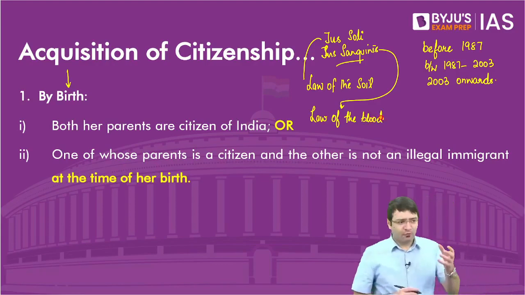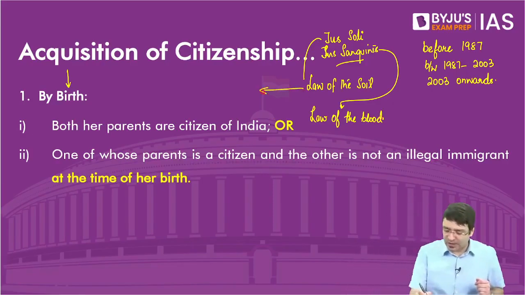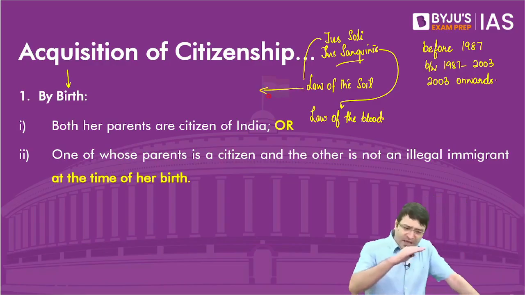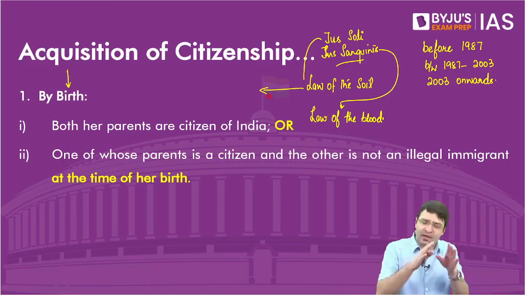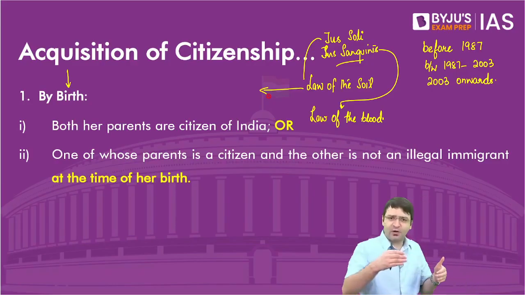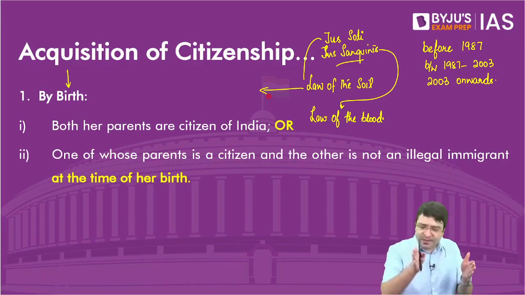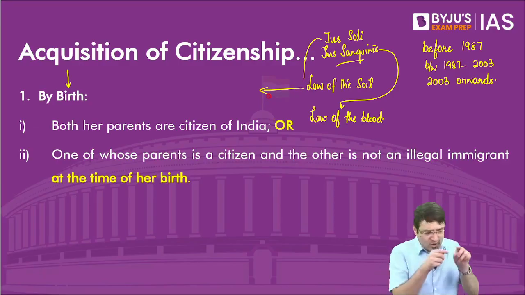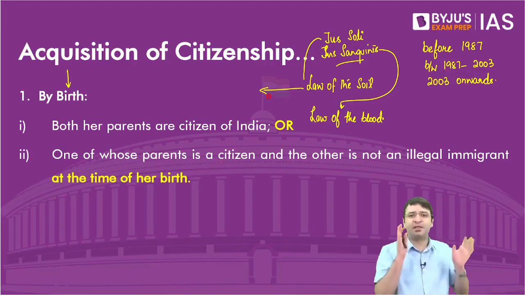What does that mean? For example, in United States of America, they follow a concept called jus soli, law of the soil. Whoever is born on the soil of United States of America, that child is the citizen of the United States, regardless of the nationality, regardless of the citizenship of their parents. That means parents may be from China or Germany or Japan or any other country. But the child born to a German parent or a Japanese parent or a Chinese parent on the soil of United States of America, that child automatically becomes the citizen of the United States of America.